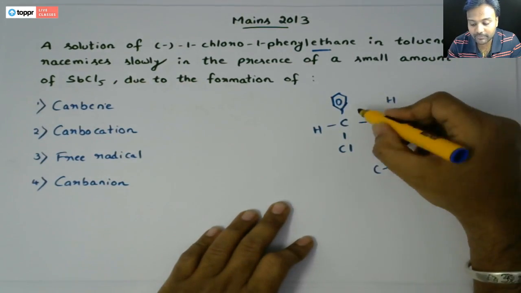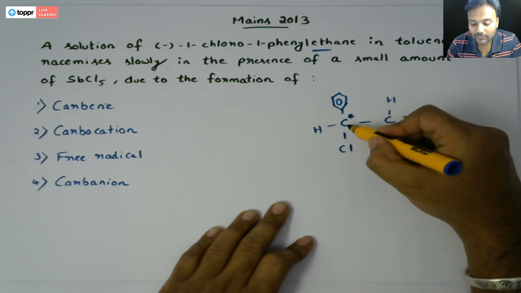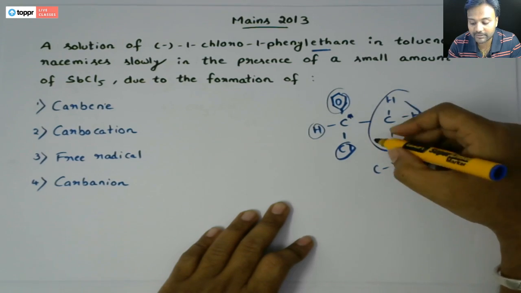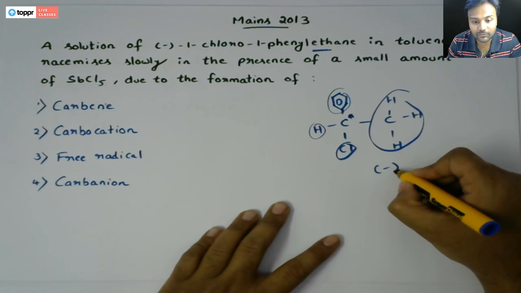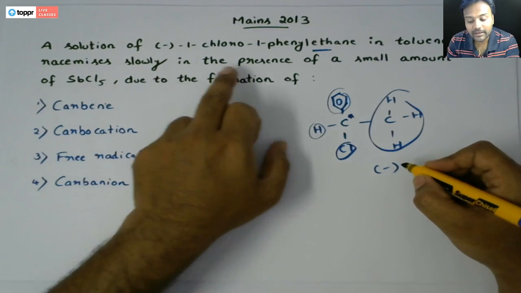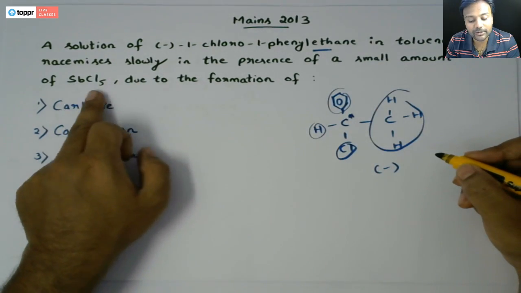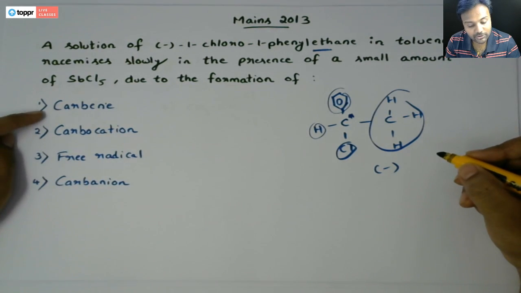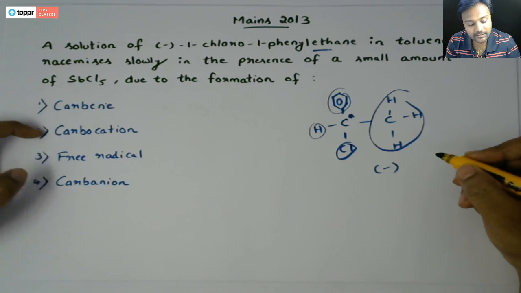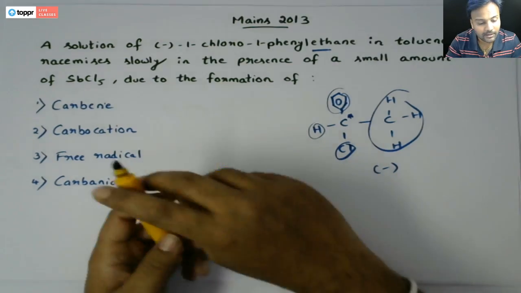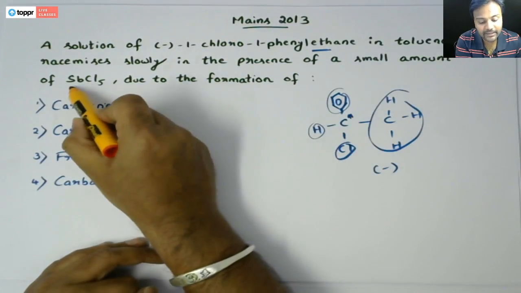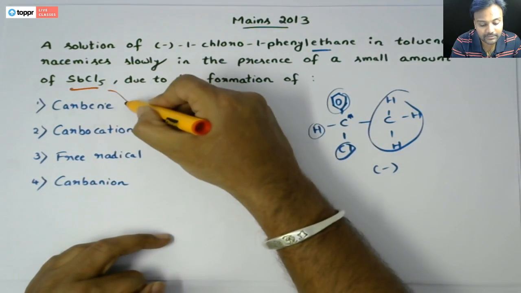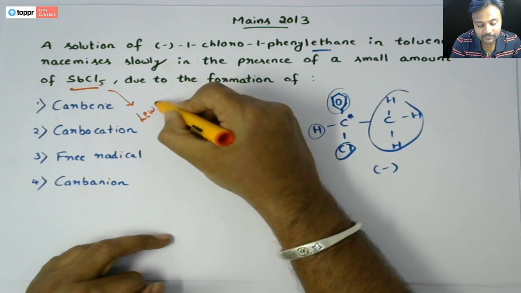You understood, right, this one, because this is a chiral carbon where the carbon is surrounded by 4 different groups. So that's the reason why you can mention it here as levo. Okay, this one racemizes slowly in the presence of a small amount of antimony tetrachloride. So this is due to formation of what? Whether it is formation of carbenes, carbocations, free radicals or carbanions. Okay, you should understand the nature of the reagent that is added here. Antimony tetrachloride. This is a Lewis acid.